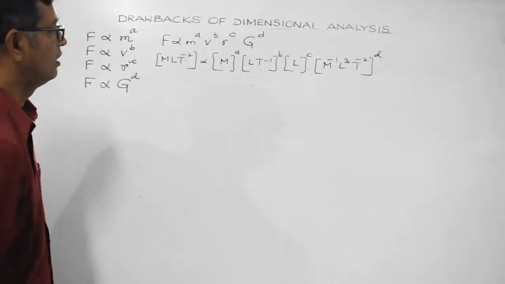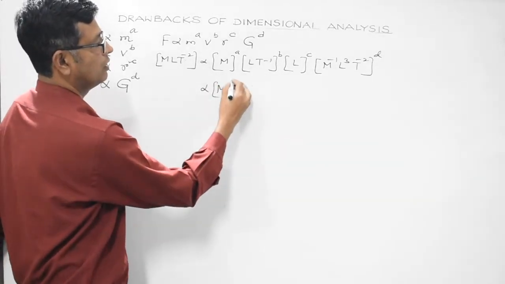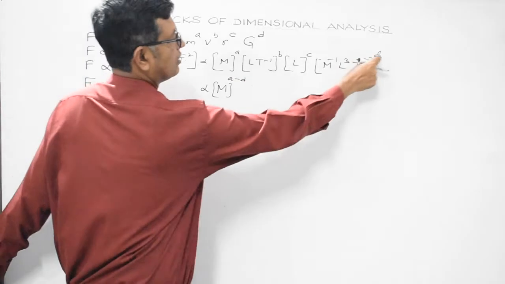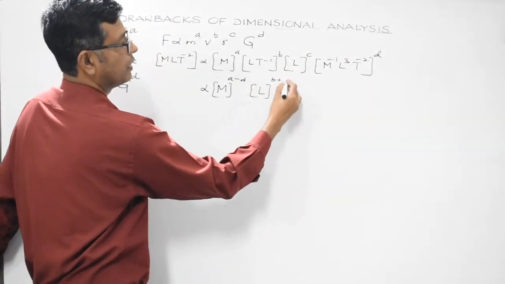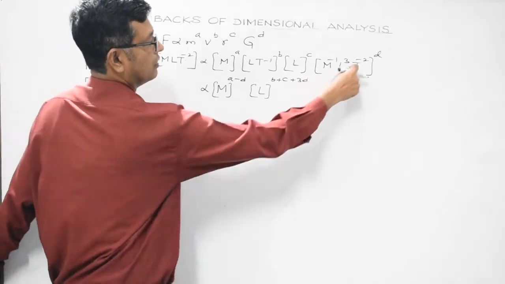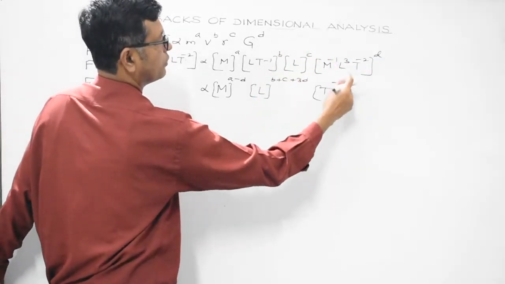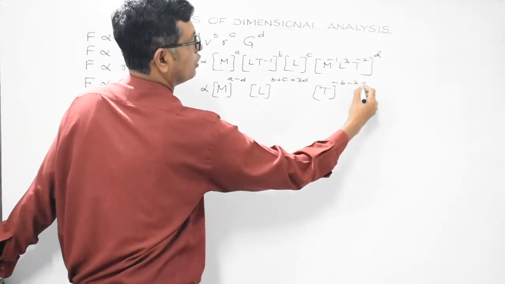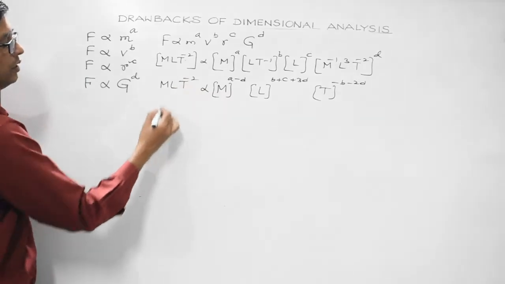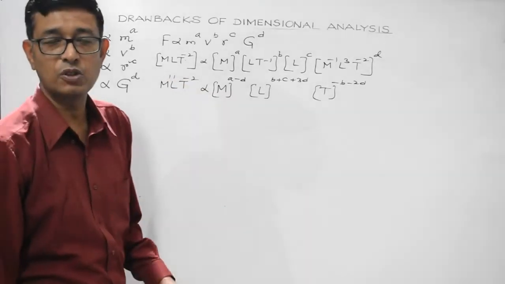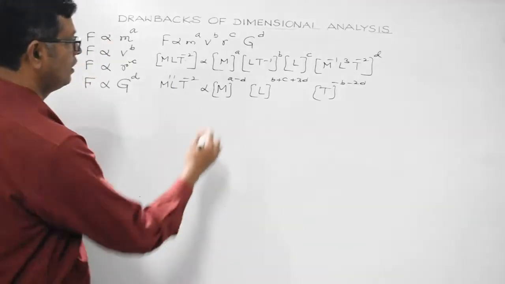Clear? Let's rearrange the terms: M to the power a minus d, L to the power b plus c plus 3d, T to the power minus b minus 2d. Now we need to equate. As per the principle of homogeneity of dimensions, isn't it? The dimension on both the sides must be same. So what do we get?